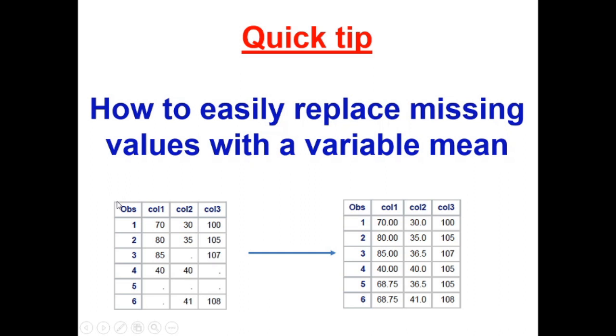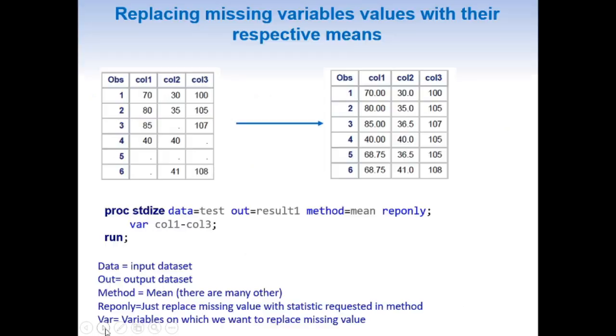Here we have three variables, call1, call2, call3, and if you can see, there are some missing values for call1, some missing values for call2, and some missing values for call3. And the goal here is to replace the missing values in call1 by its mean and replace the missing values in call2 by its mean, and also replace missing values in call3 by its mean.